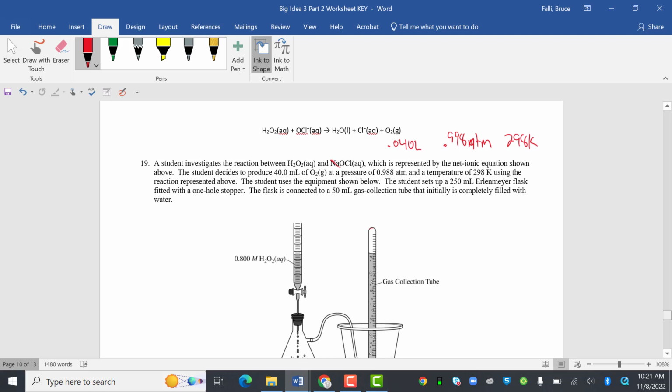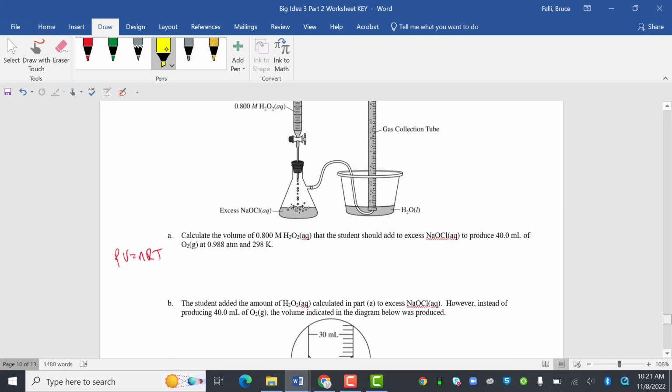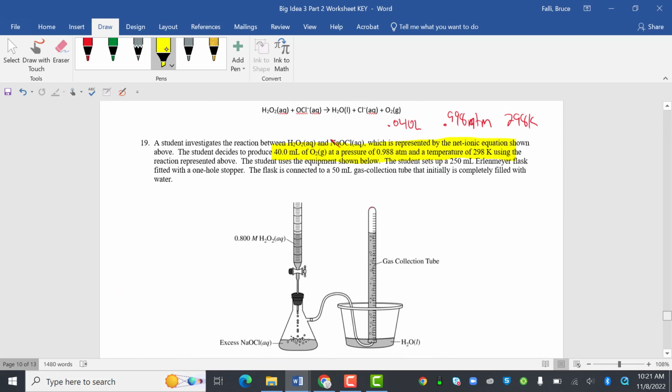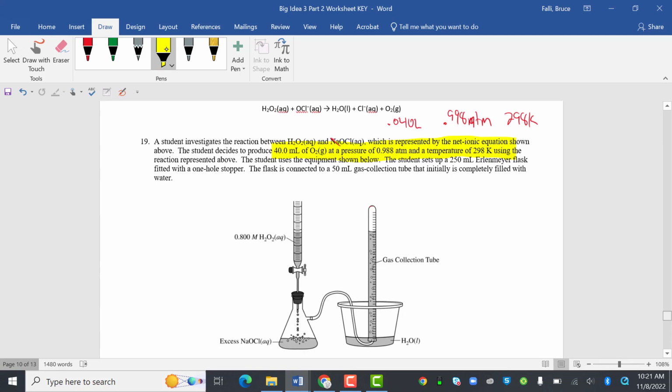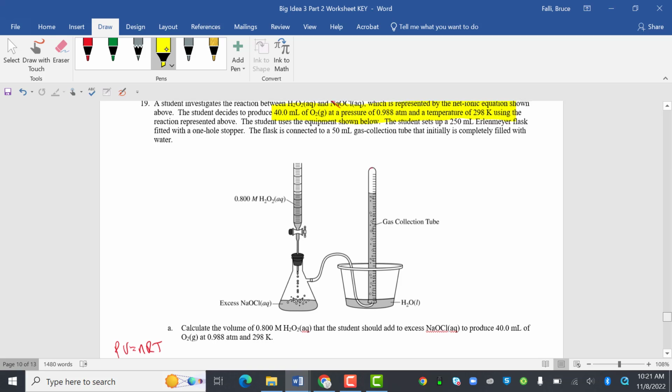So we produce 40 milliliters of O2 at that pressure and temperature using the reaction above. The hard part here is to figure out if I have to subtract the pressure of water now. It doesn't give me the vapor pressure of water, so I'm kind of stuck on that. So I'm going to assume that we're going to do that and make that adjustment.